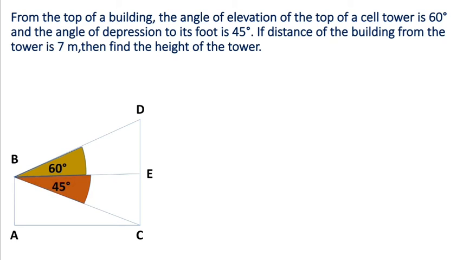So this is the given diagram, and also given that AC length is 7 meters, and now we have to find out the height of the cell tower. That is, we have to find out the CD length here. Let that be H. Now we have to solve the problem.